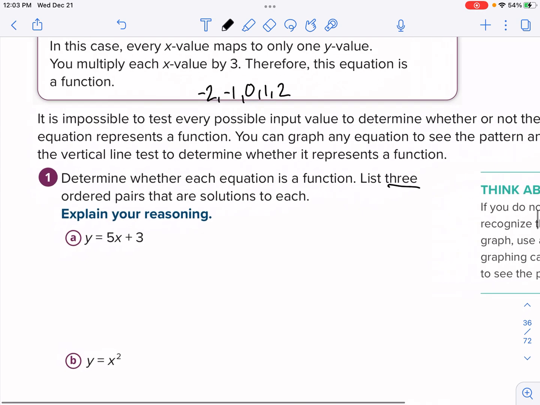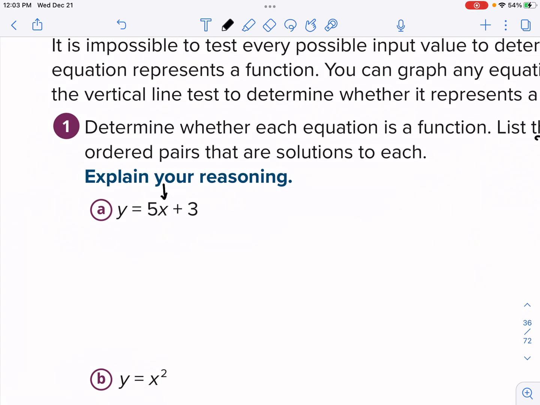Okay, so let's start with 0. Remember, I'm plugging this in for x, and I'm going to do this mentally for now. If I plug a 1 here, 5 times 1 is 5, and then if I add that to 3, we get 8. So 1, 8 is a possible answer. Oh, whoops, I plugged in a 1. You know what? Let me actually plug in a 0. If I plug a 0 here, 5 times 0 is 0, and 0 plus 3 is 3. So 0, 3 also is an ordered pair that works out.